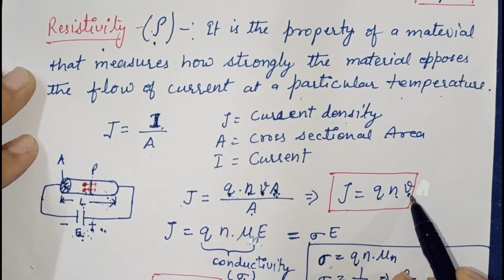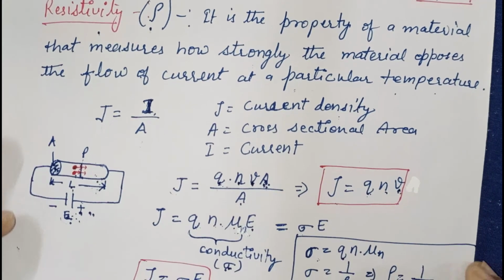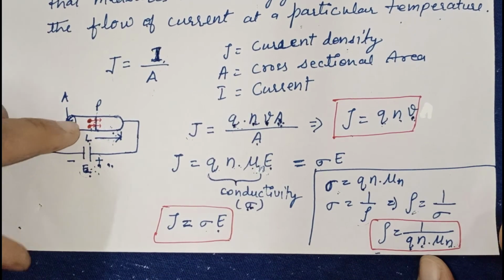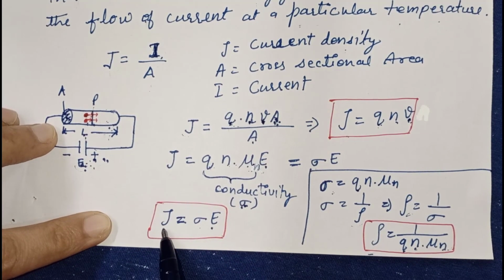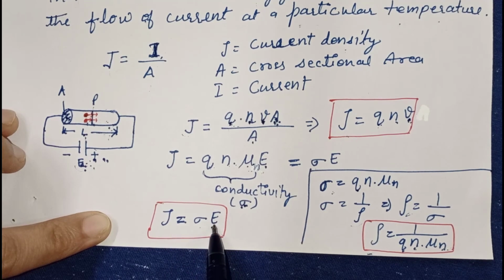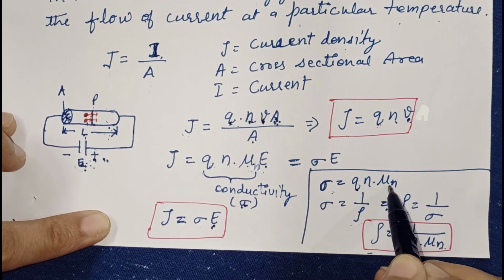Now we will put the value of the drift velocity in this equation. The equation for current density now becomes J equals Q n mu E. This part, Q n mu, constitutes conductivity. So current density equals conductivity times electric field. We know conductivity is the reciprocal of resistivity. This conductivity equals Q n mu.